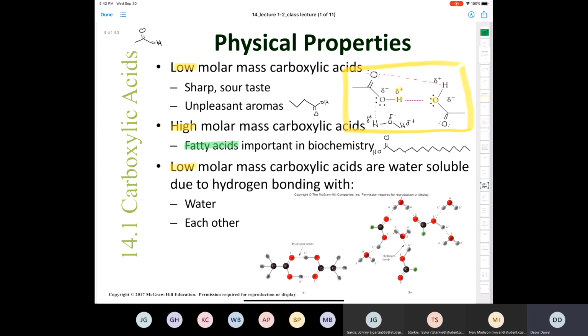Give me a thumbs up if you just followed me on physical properties. Like, yeah, I get it. Polar, yeah. Hydrogen bonding, yes. These are all things I've seen before. Good. All right, perfect. Awesome. All right, just looking at physical properties.